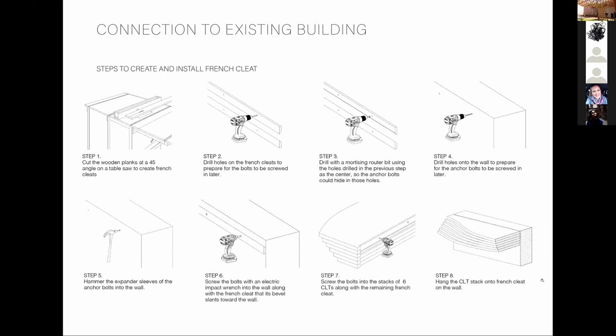So this page shows the steps to create and install the French cleat. The French cleat is basically just a piece of timber cut at a 45-degree angle in the middle and supports all the way by creating a hanging system that hangs the CLTs on the wall.